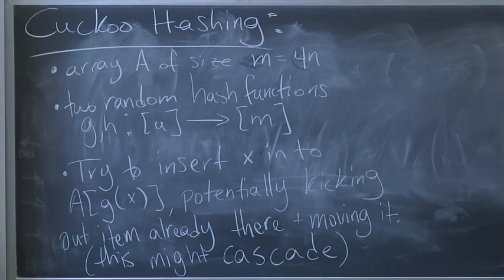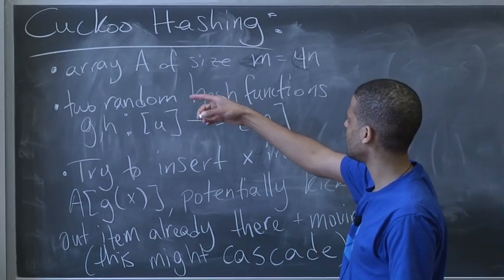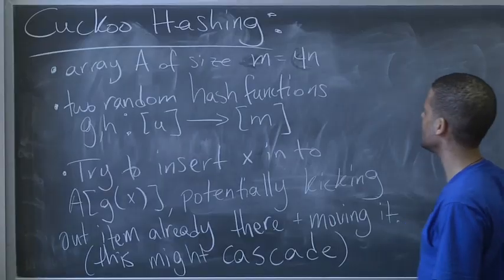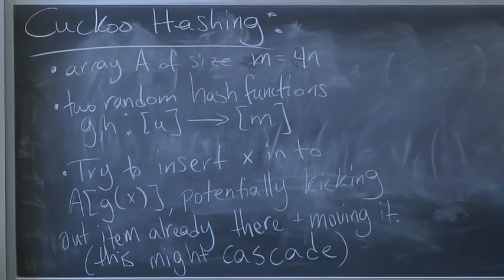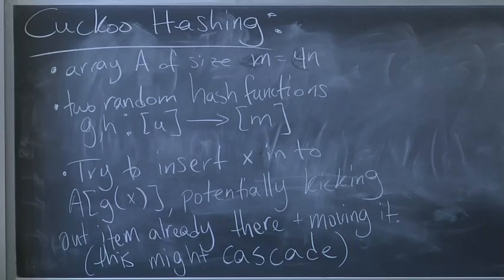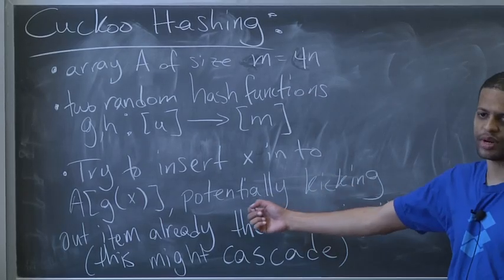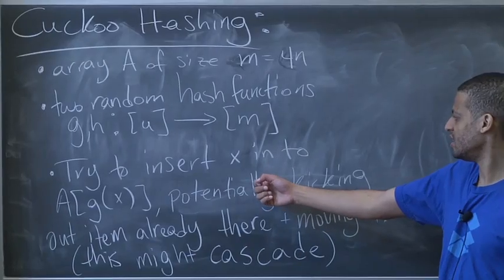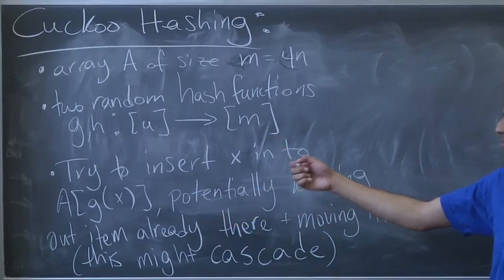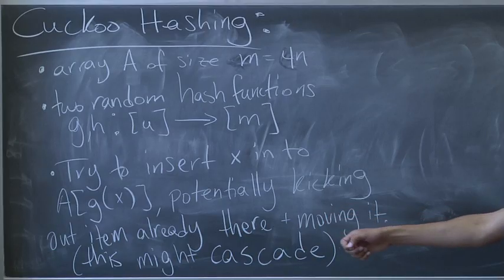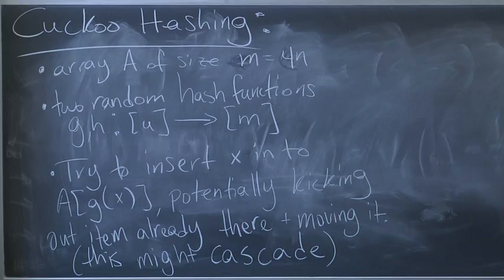Okay, so remember we have an array A, our hash table, of size linear in n. And we have two random hash functions, g and h. When we get an item x that we want to insert, we try to insert it in the g of x-th position. If it's free, we put it there. If it's not free, we still put it there. But then we kick out whoever was there and move them to their other hash location.